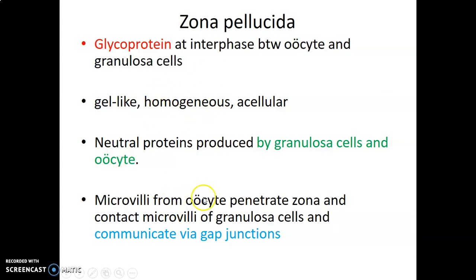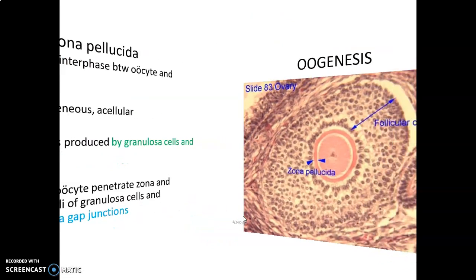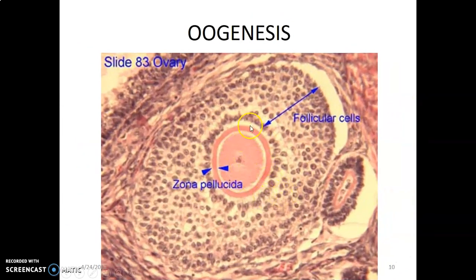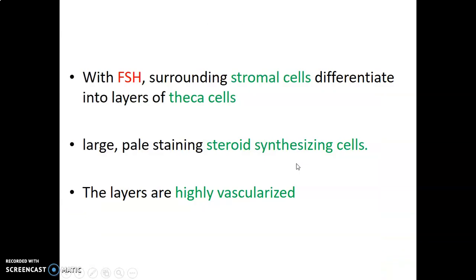Okay, so we have microvilli from the oocyte penetrating the zona, and this contacts the microvilli of the granulosa cells. Therefore, there is communication via gap junction. So in as much as we have zona pellucida separating the oocyte from the granulosa cells, these two cells communicate via gap junctions because the microvilli from the oocytes are able to penetrate the zona and communicate with the microvilli from the granulosa cells. So this is your oocyte, and this is the glycoprotein called the zona pellucida, and these are the granulosa cells of the follicular cells.